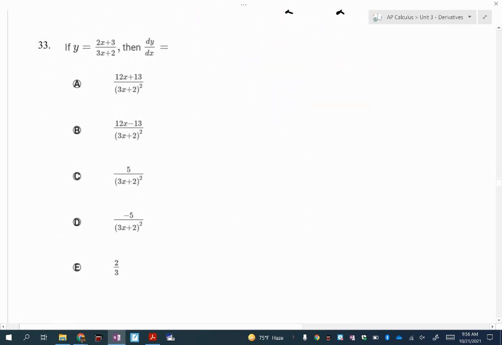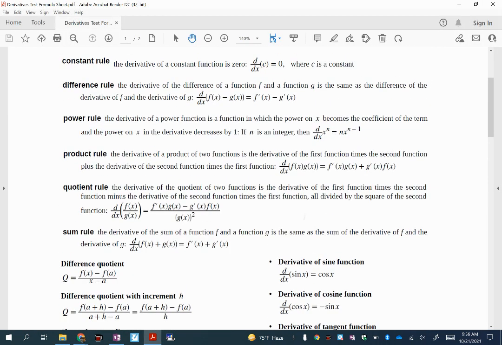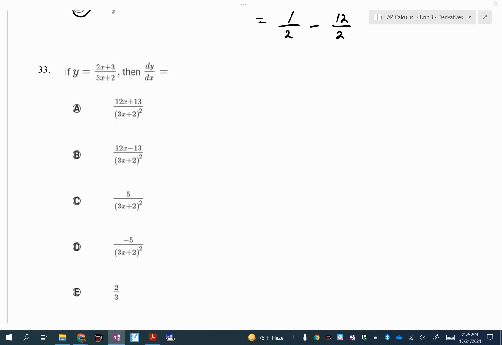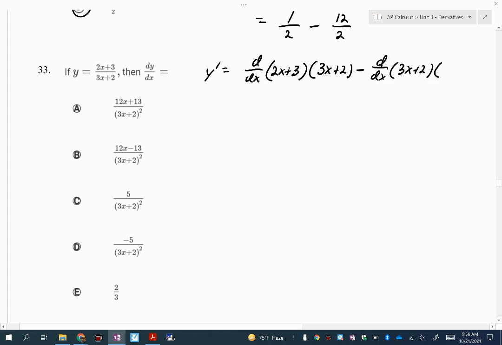Now 33 is asking us to find the derivative of 2x plus 3 over 3x plus 2. So I'm actually going to use the quotient rule here. Go to the formula sheet if you need to, right? And you can find the quotient rule here that gives you the formula. So I'm going to write down the derivative here, for y prime, is d dx of the numerator times the original denominator minus the derivative of the denominator times the original numerator, all over the denominator squared.